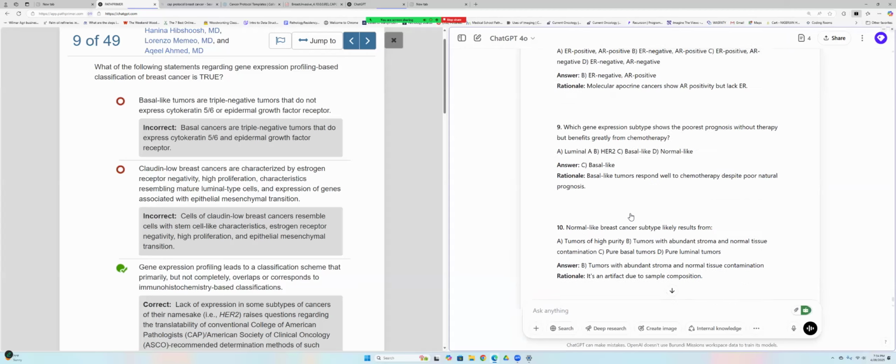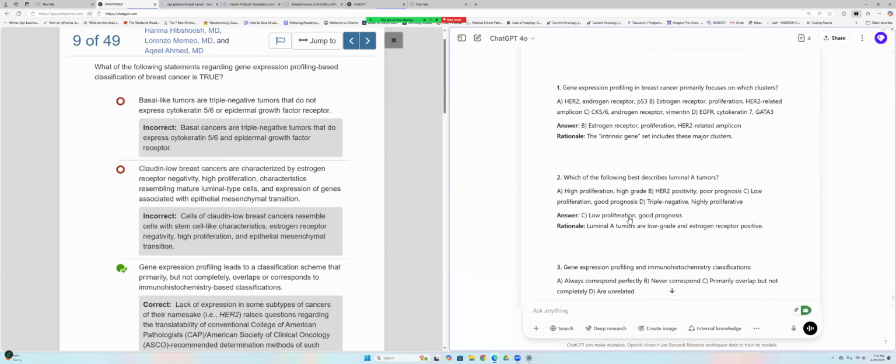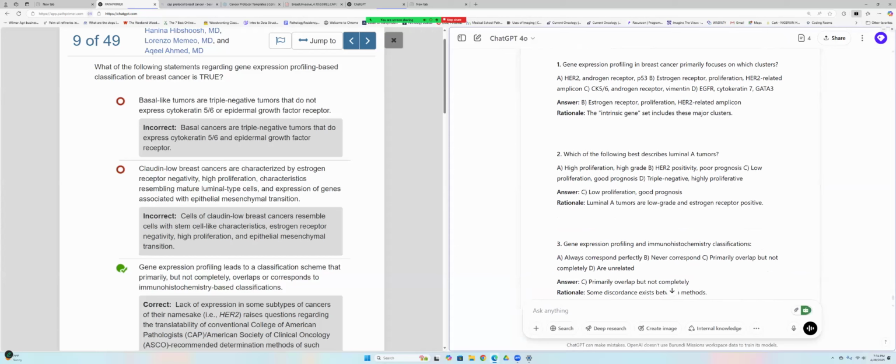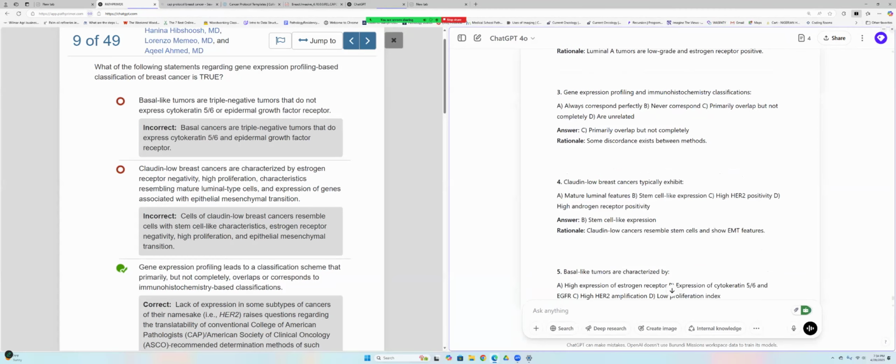Okay, good. Which of the following best describes luminal A tumors? Let's see. Low proliferation, good. That's ER receptor positive, yes. HER2 negative, yes. Ki67 low. Gene expression profiling and immunohistochemistry classifications.